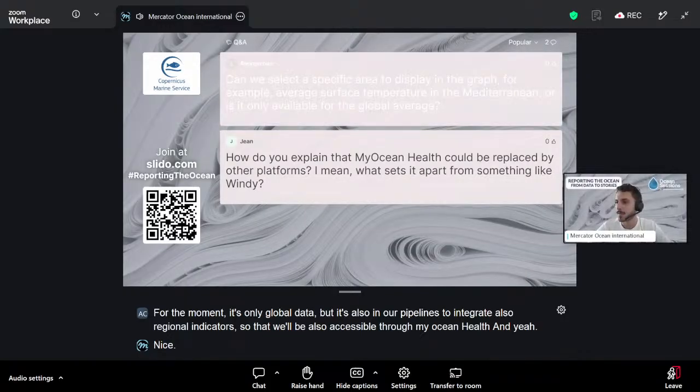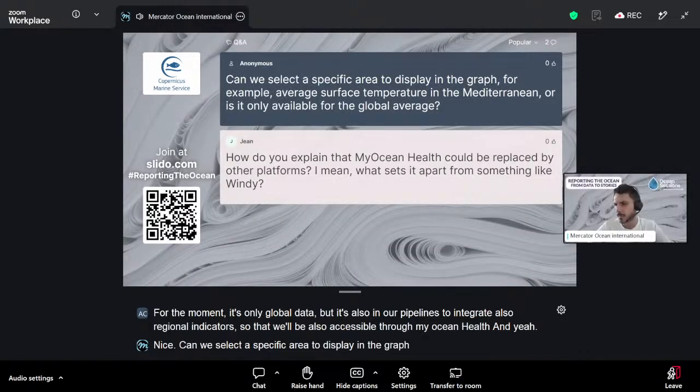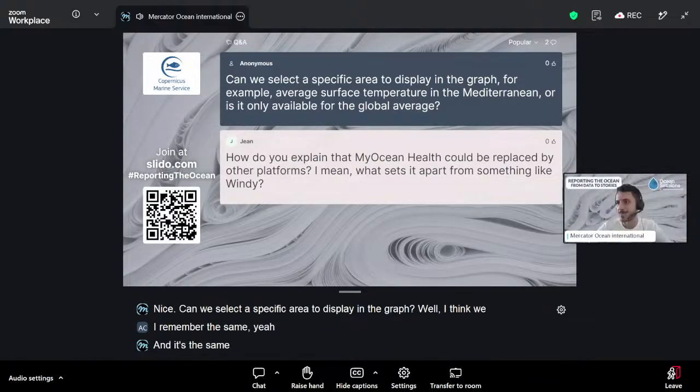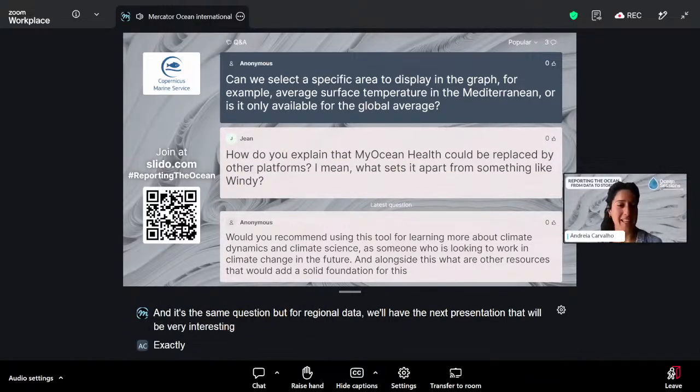Can we select a specific area to display in the graph? It's kind of the same question. For the moment, no. But for regional data, we'll have the next presentation. That will be very interesting. Exactly, I was going to say that, for the people asking these questions.